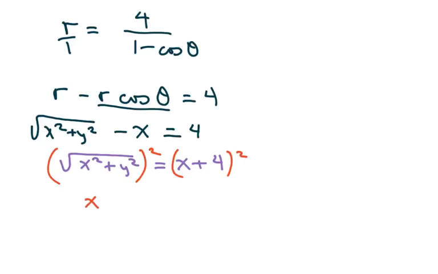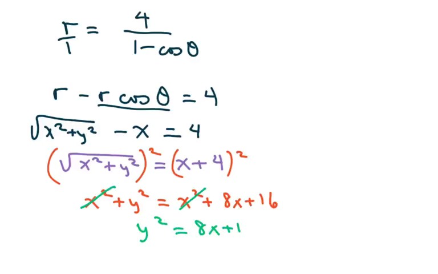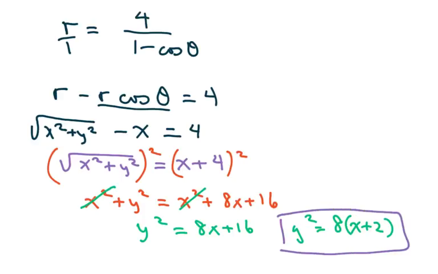So when I square both sides, I get x squared plus y squared equals x squared plus 8x plus 16. Now the x squares cancel. So you get y squared equals 8x plus 16. And when you factor, you get y squared equals 8 times x plus 2, which is a parabola that opens up to the right with the vertex at negative 2 comma 0 and so forth. But we've got it in parabola standard form here.